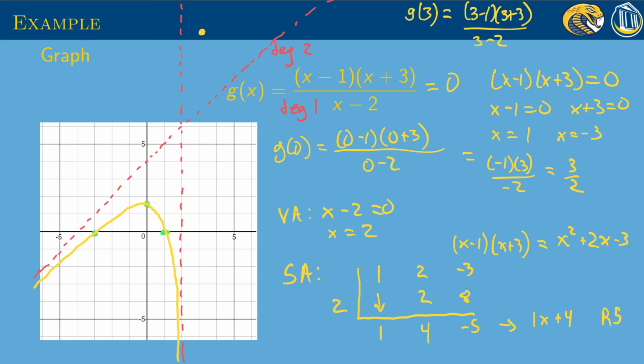We'll notice that since we're restricted by both our vertical and slant asymptotes, we're not going to cross them, we'll just get arbitrarily close to them, and we'll notice that our function is symmetrical about this point here.